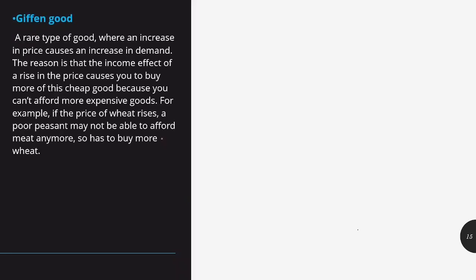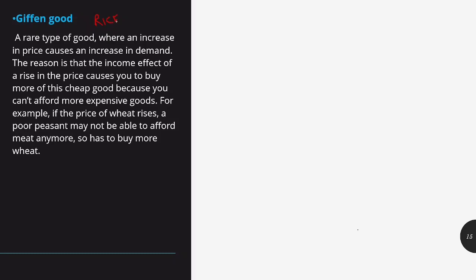Now a very confusing good, that is Giffen good. Giffen good, do remember that it's a type of inferior good, but it has no close substitute like rice, wheat, your wheat bread, then your potato. These are your Giffen goods. Okay, these are inferior but have no substitute, and it forms a major part of your income.